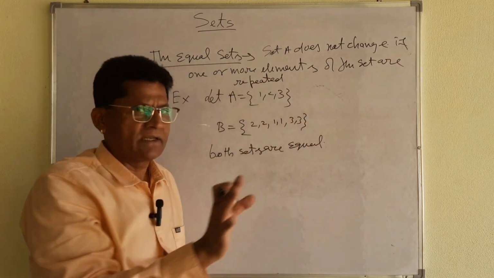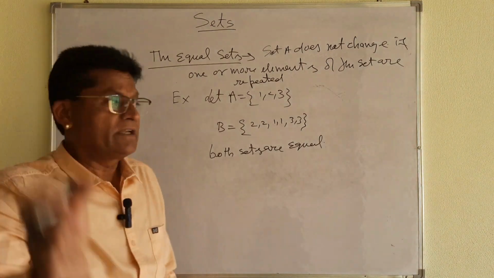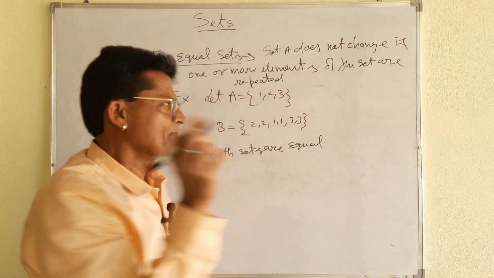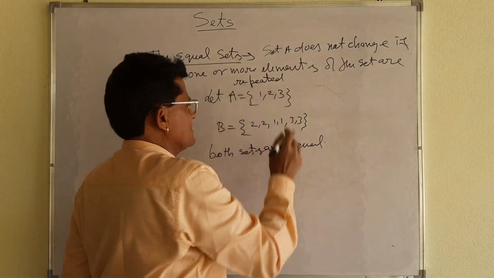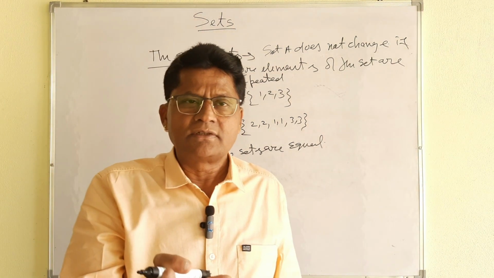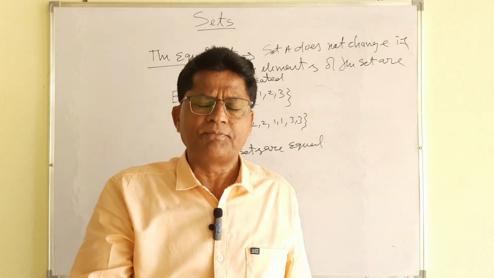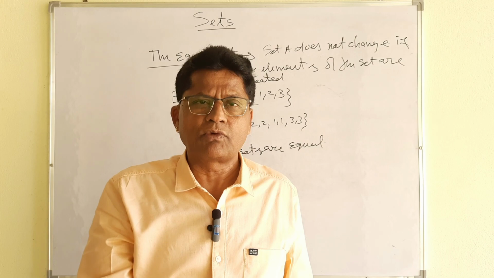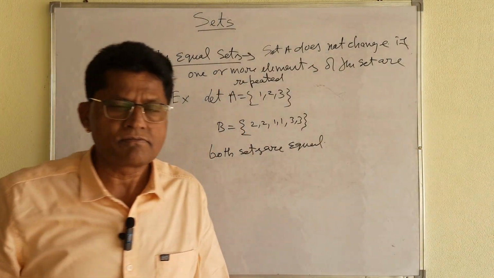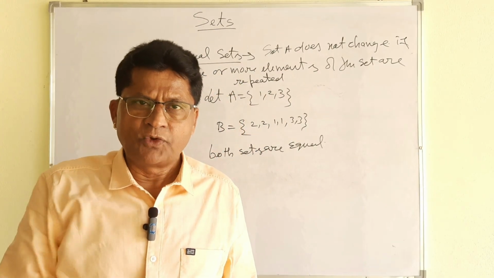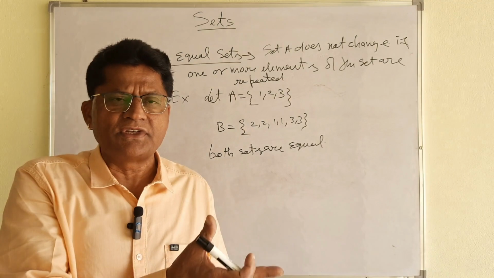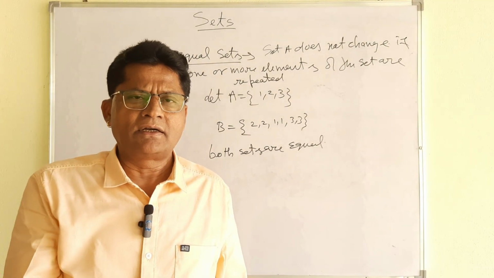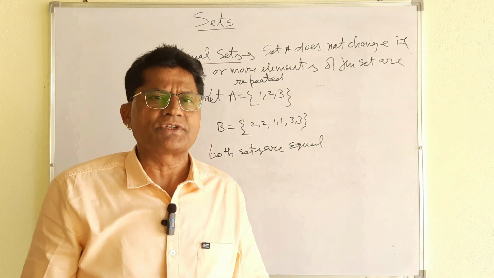When the elements are repeated, it will not be changed. It will remain as it is, 1, 2, 3. Okay? It will remain as it is, 1, 2, 3. Like that, the elements of the sets must be same. Then sets will be equal. Most important. In future, you will have to use this definition to find out the solution of different types of questions.